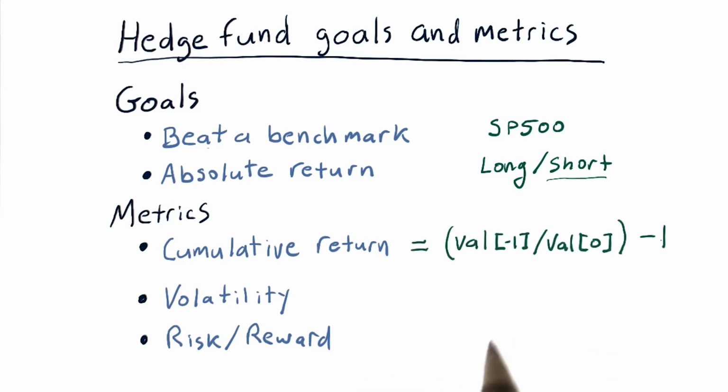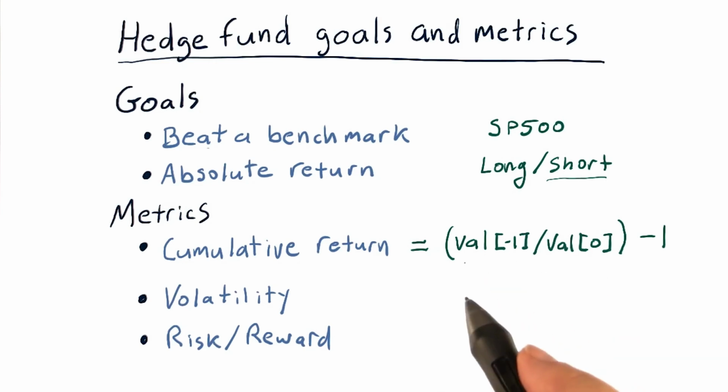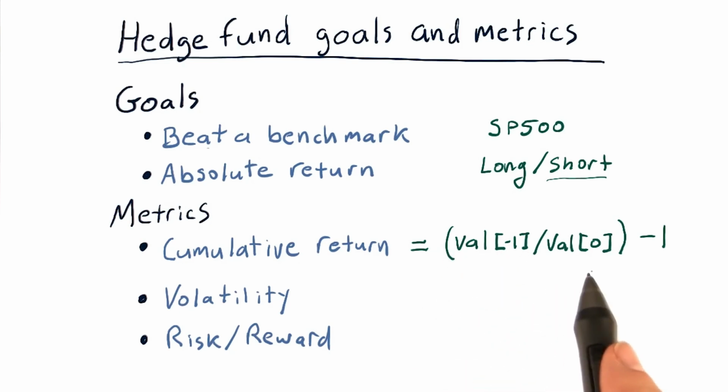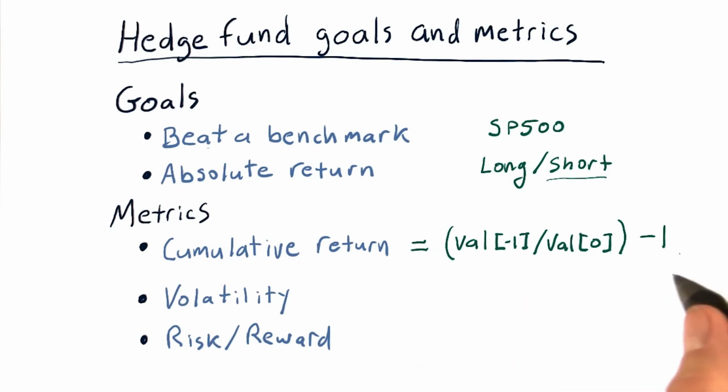So suppose we have an ND array of values of our portfolio, where 0 is the first value and -1 is the very last one. We can easily compute cumulative return by dividing that last value by the first value and subtracting 1. So for instance, if we made 20% over a year, this would end up being 0.2.